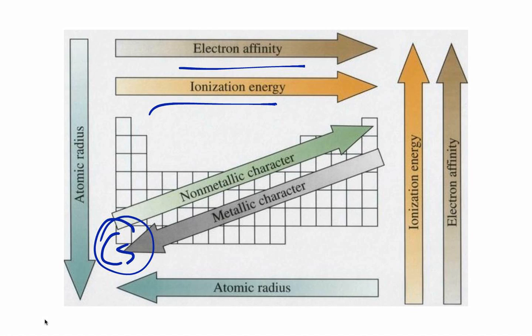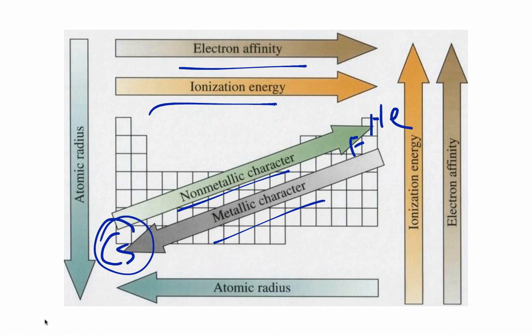Ionization energy and electron affinity increase towards our halogens, or for ionization energy, even towards helium. And notice one other thing we're putting on this graph is the non-metallic or metallic character. So our biggest elements are going to be the most metallic.